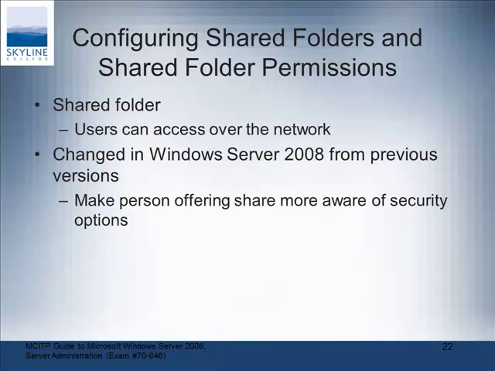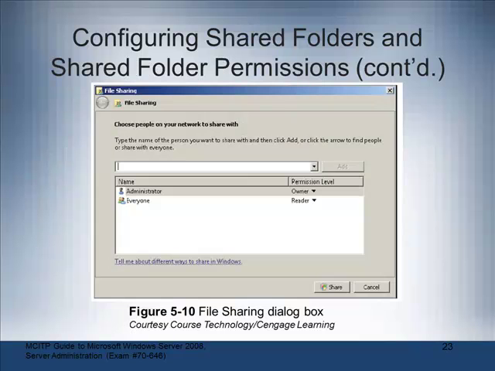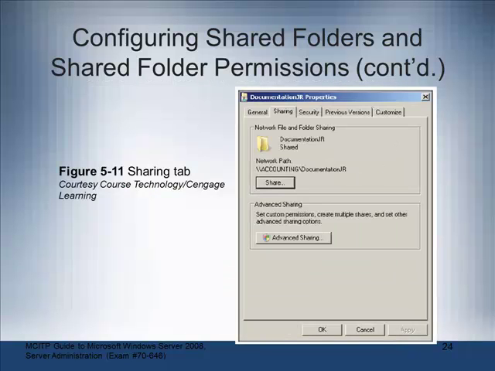The first thing we do is share it so it can be accessed across the network. Hopefully I've beaten that one to death. It changed in Windows Server 2008 from the previous version to make the person offering the share more aware of the security options. And you can always go down to it: it's got the share, and then below it says, I want to go the old-fashioned way. You can go the old-fashioned way with these. And this is what we looked at. We have the owner. Everyone's a reader, which is read-only, and then we have the read-write permissions that we could also give to this user.